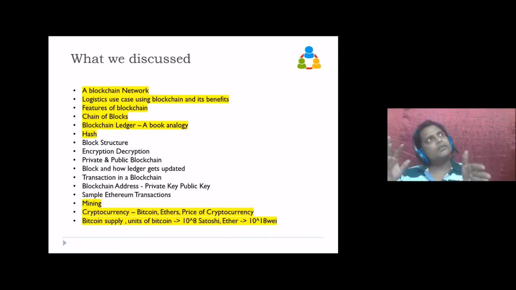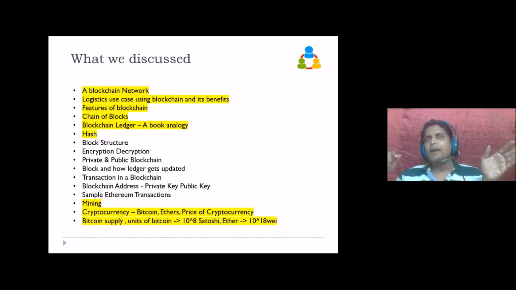And then we also talked about the units of Bitcoin, like Satoshi. 10 raised to 8 Satoshi is 1 Bitcoin, and then 10 raised to 18 Wei is 1 ether. Okay, 1 ether is equal to 10 raised to 18 Wei. So you can imagine the number of decimal places, how many parts a single ether can be broken up into: 10 raised to 18 Wei. So your transactions can have as low a value.